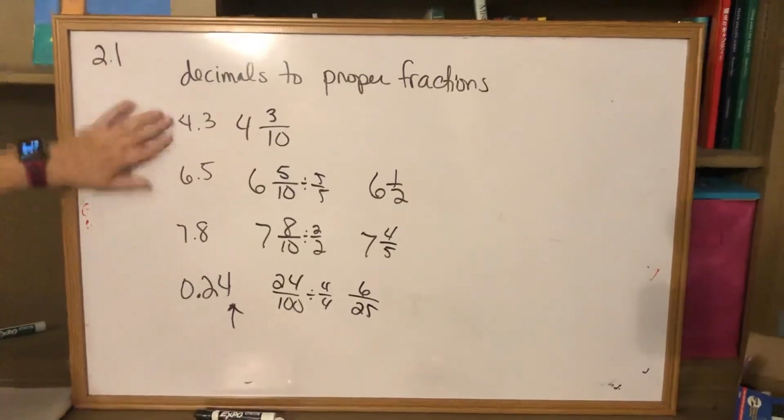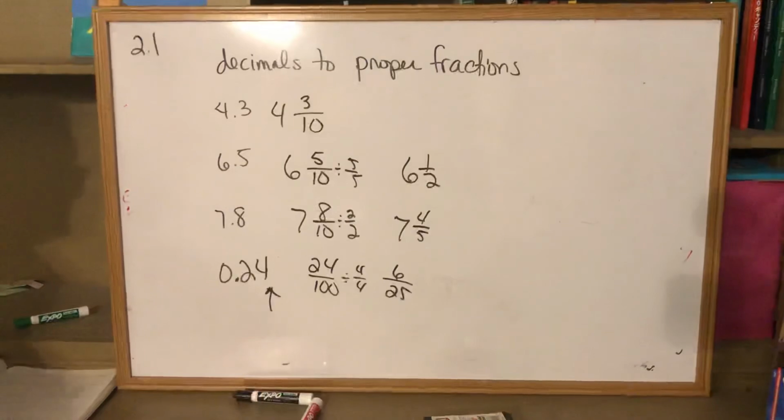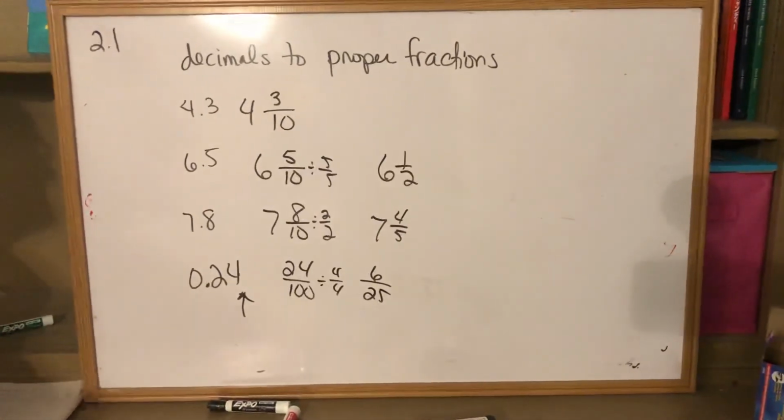So that's how we write a decimal as a proper fraction. Remember, the fraction always has to be simplified. So that's the end of 2.1, and I'll see you in 2.2.